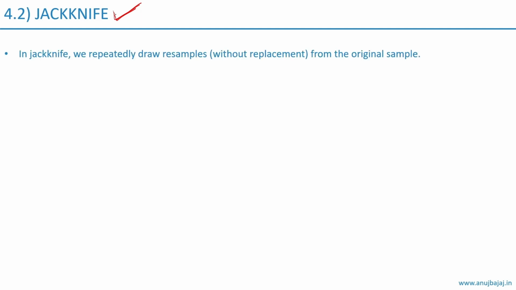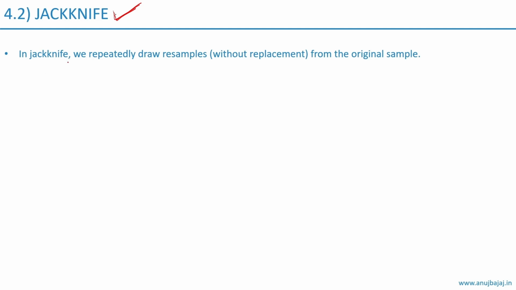Now let us look at the second type of resampling method, which is the jackknife resampling method. You won't be tested much on the jackknife resampling method, as in the curriculum you are only given a broad overview of what this resampling method looks like. So let us look at a broad overview of what this method is.